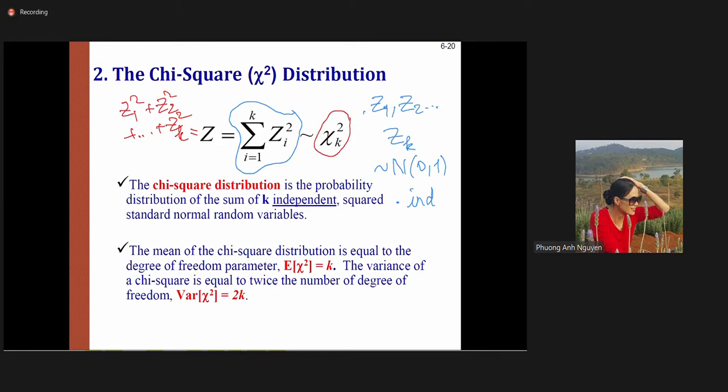So don't forget the k. k is the degrees of freedom, one parameter of the chi-square distribution. k will determine the form of the chi-square distribution. You can see right away that a chi-square random variable is always positive. In the special case k equals 1, we get the square of a standard normal. You can also prove that the expectation is k and the variance is 2k.